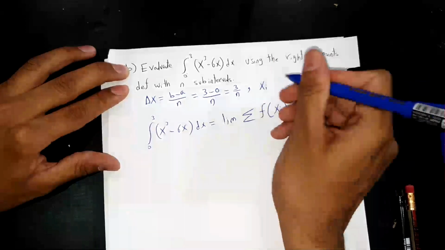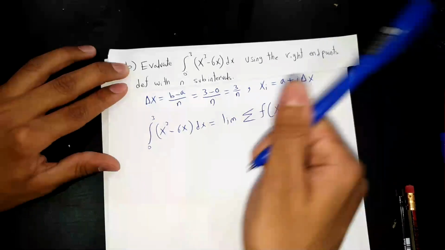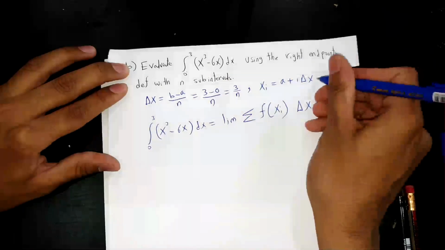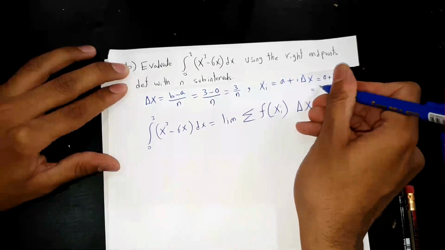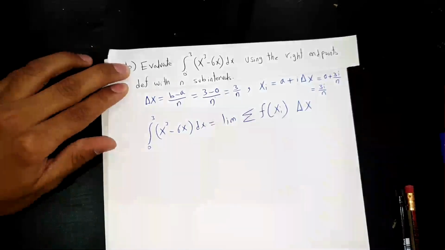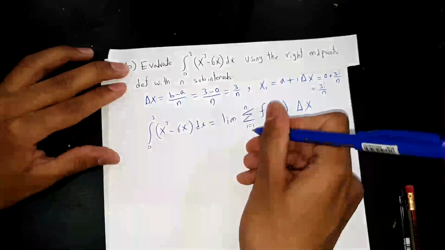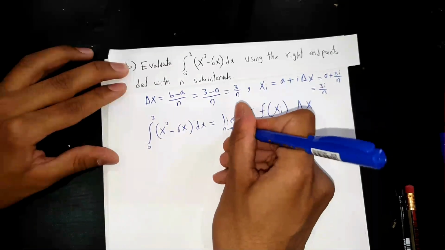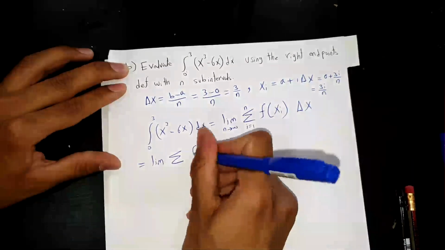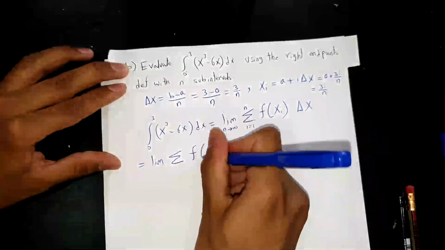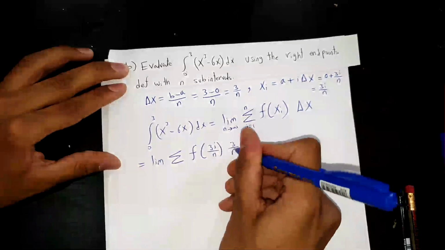Similarly, we will find xi, which is by the formula a plus i delta x. My a is 0 and my delta x is 3 over n. So let us put it here, 0 plus 3i over n. Right? If you simplify it, you will get 3i over n. Now put everything in the formula and that's it. Here for sure we will have the summation from i equal to 1 up to n, and here when n goes to infinity, which is equal to the limit of the summation of f of xi. What is my xi? It is 3i over n. I am just substituting. Delta x is found to be 3 over n. That's it.